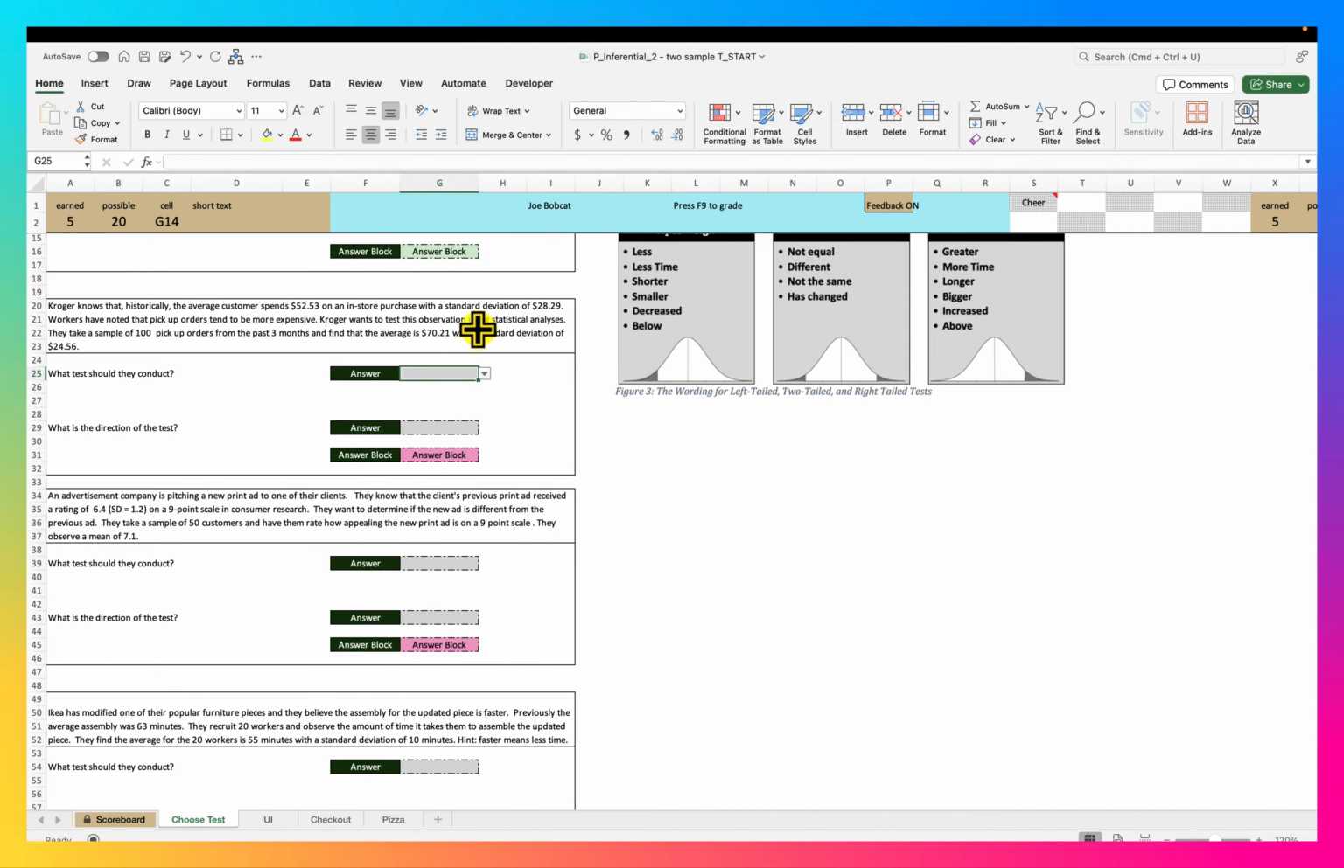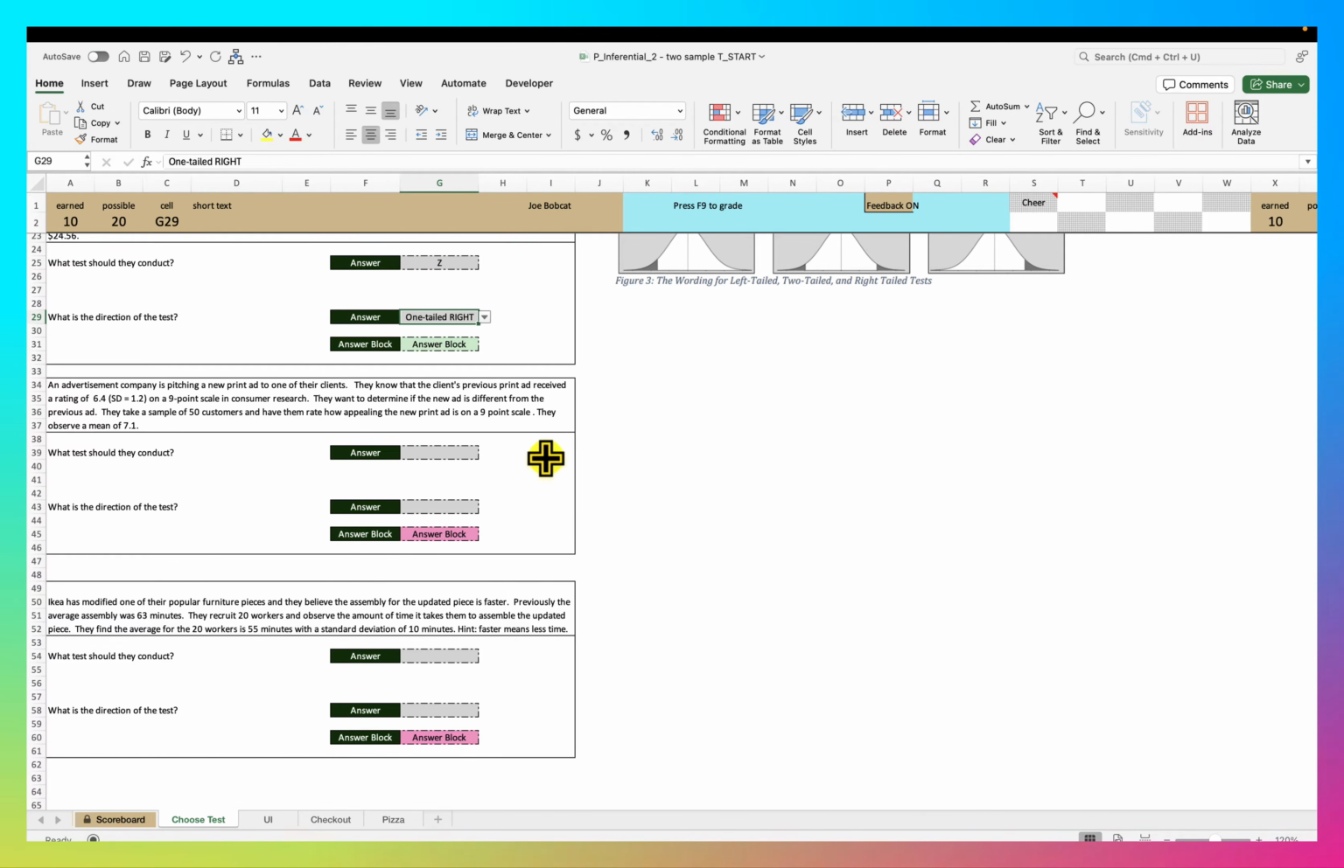So what kind of test? Well, the population standard deviation is known, so it makes it a z-test. And the direction of the test is more expensive, so more means right, one-tailed right.